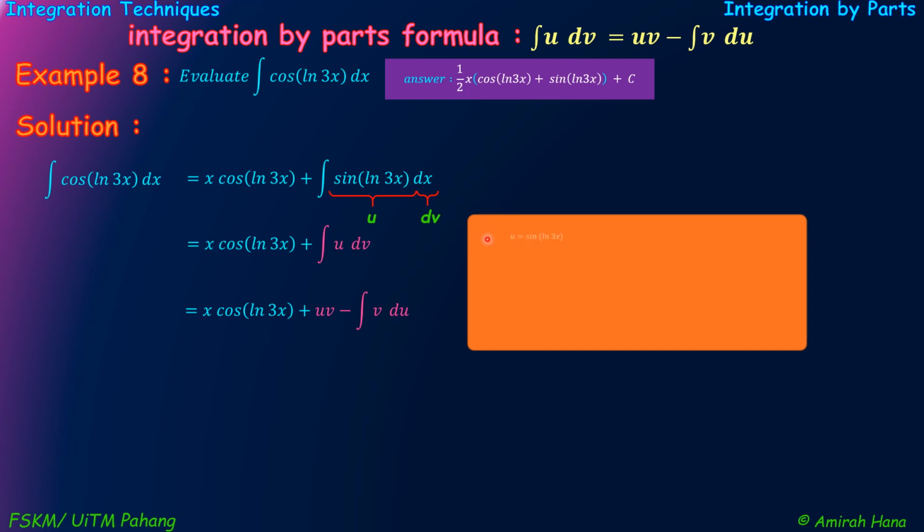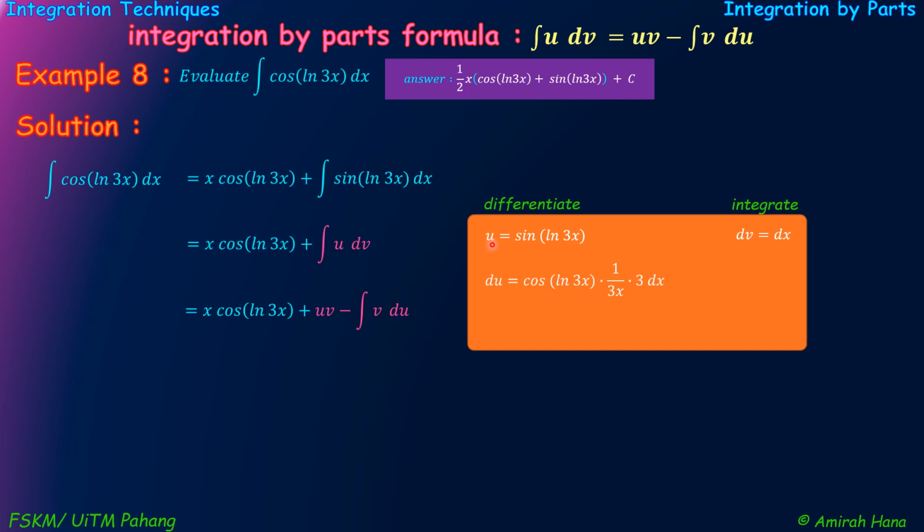And then from here, our u equals to sin ln 3x, and our dv equals to dx. And after that, from u, we need to find du, so we need to differentiate. And from dv, we need to find x. From dv, we need to find v. So we need to integrate.